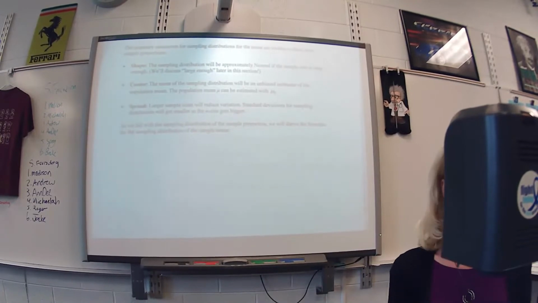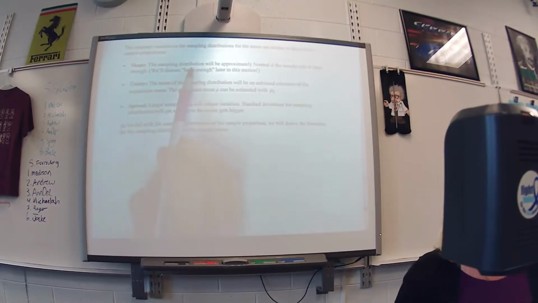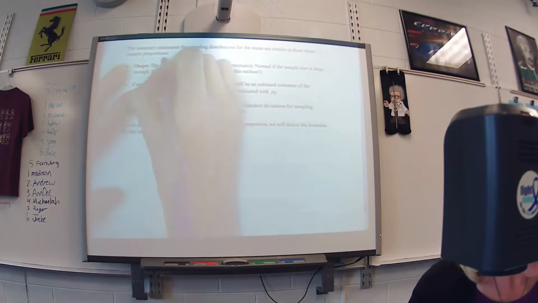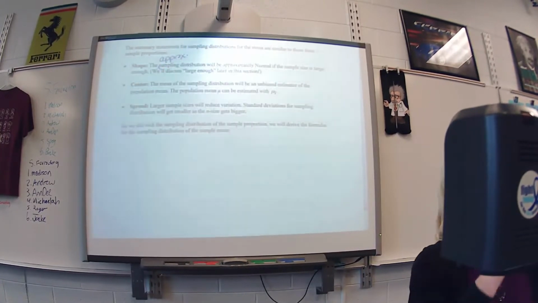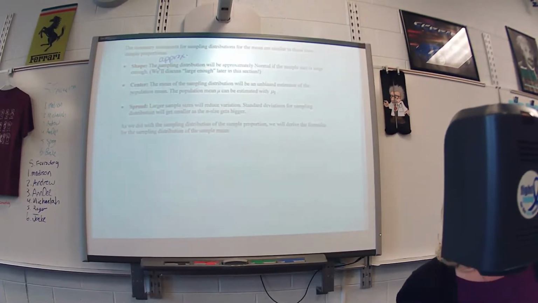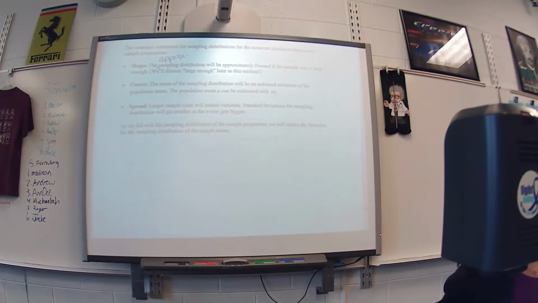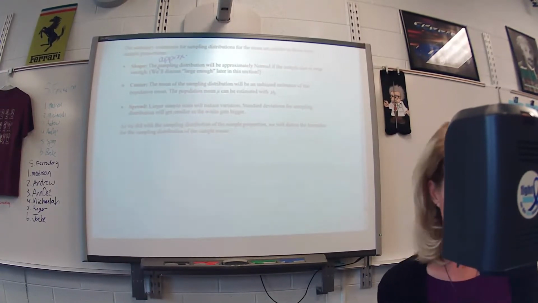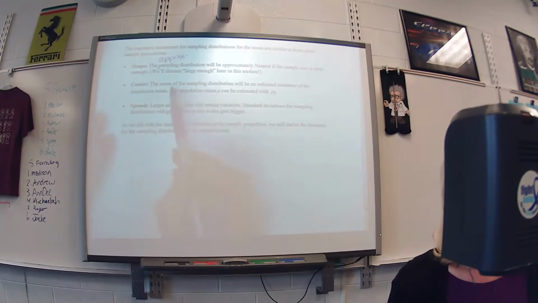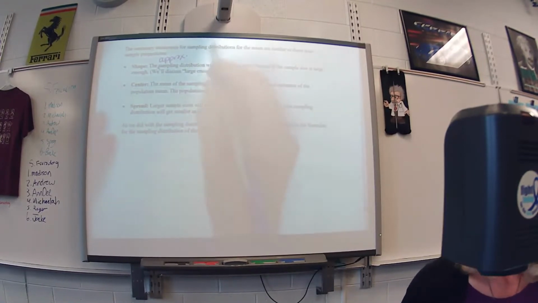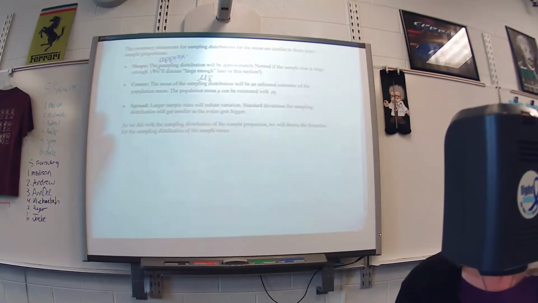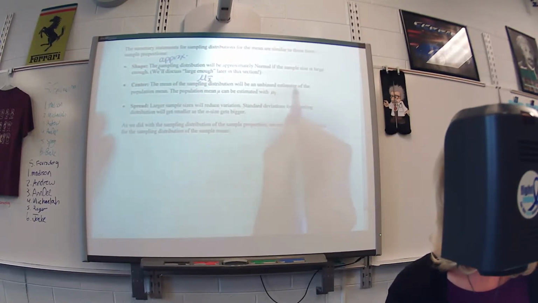Summary statements. The sampling distribution, now remember, I'm not going to keep writing this, but we are actually considering the approximate sampling distribution, okay, because ours had 500 dots. The real one has a lot more. But the sampling distribution will be approximately normal if the sample size is large enough. And we will discuss what large enough means at another time. The center, the mean of the sampling distribution, that's your mu sub x bar, will be an unbiased estimator of the population mean mu.